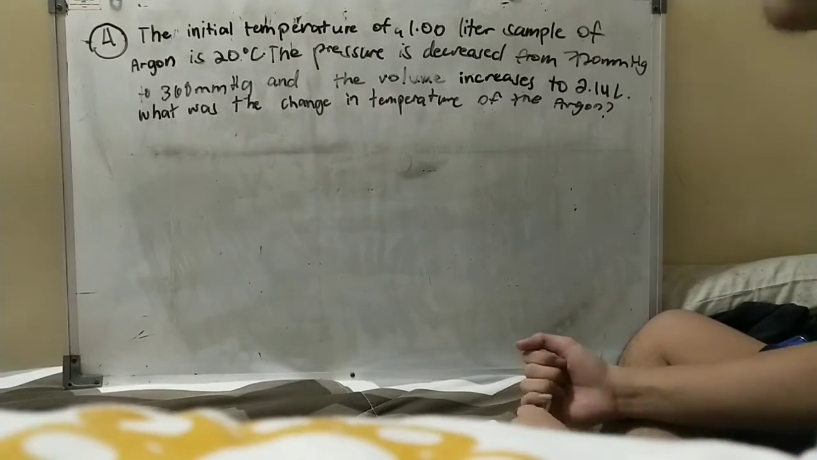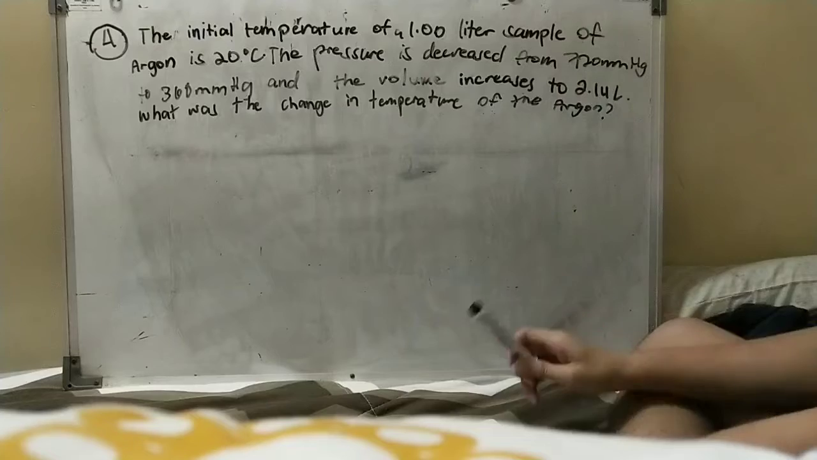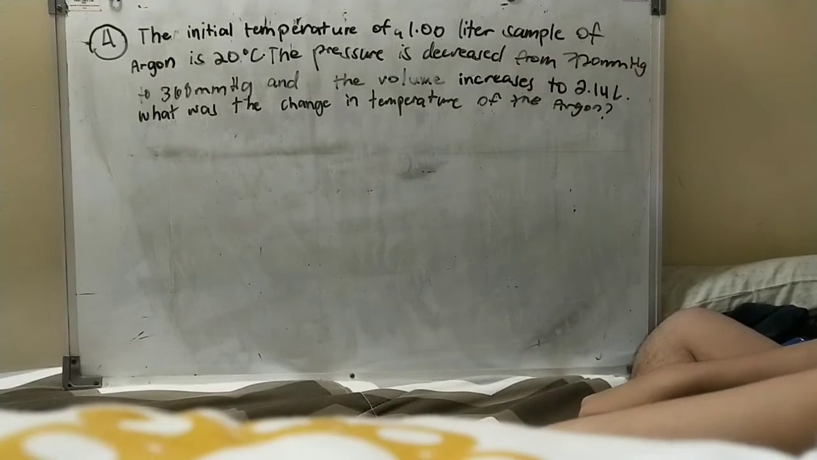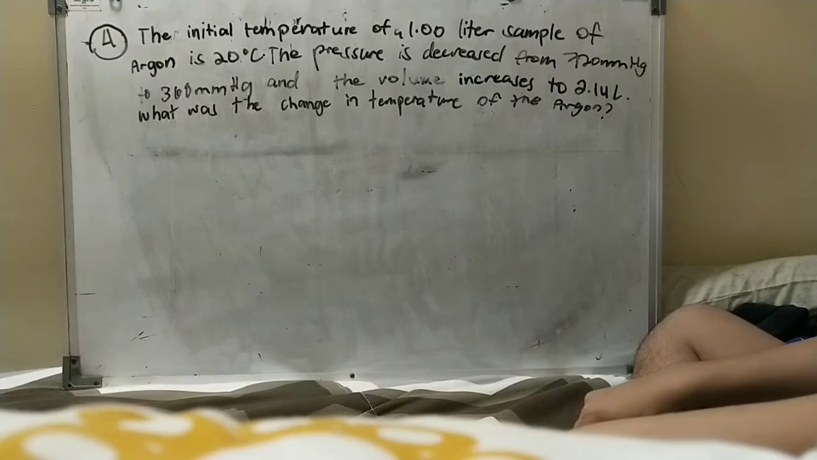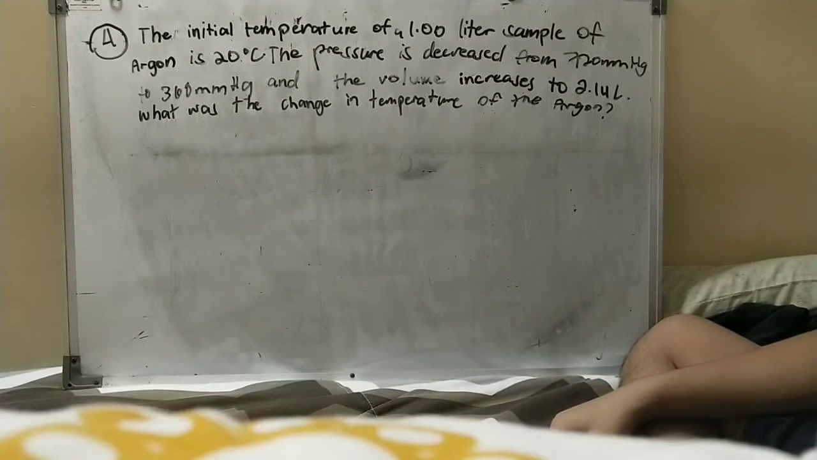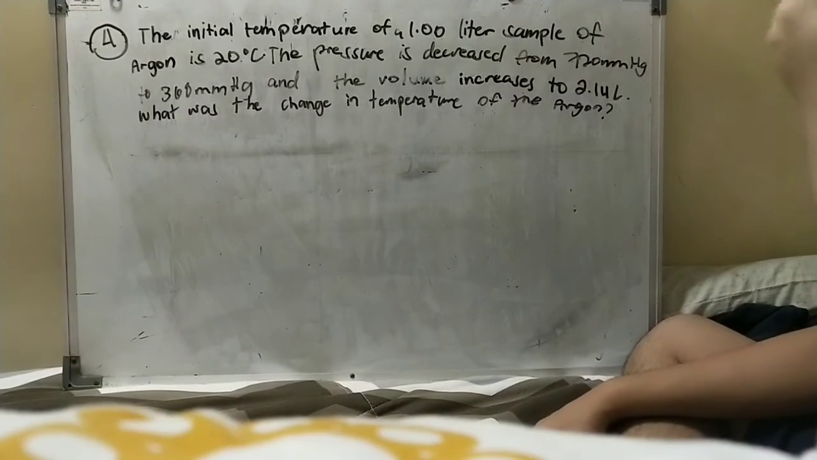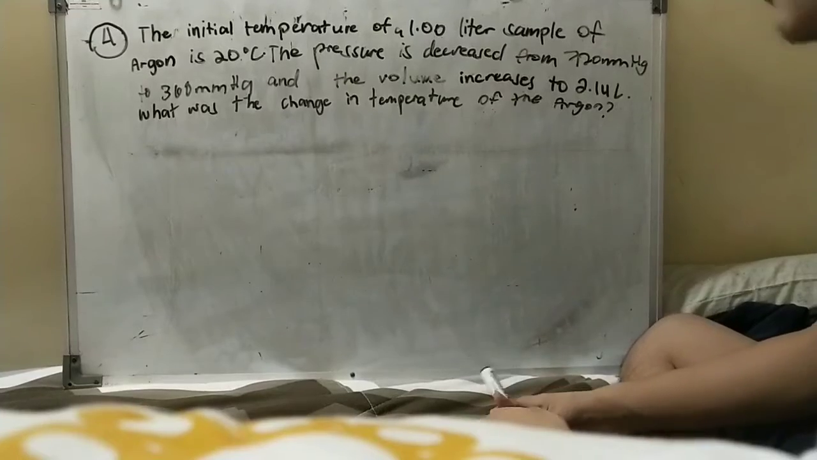Now let's head over to our fourth example. The initial temperature of a 1.00 liter sample of argon is 20 degrees Celsius. The pressure is decreased from 720 mmHg to 360 mmHg, and the volume increases to 2.14 liters. What was the change in temperature of the argon?